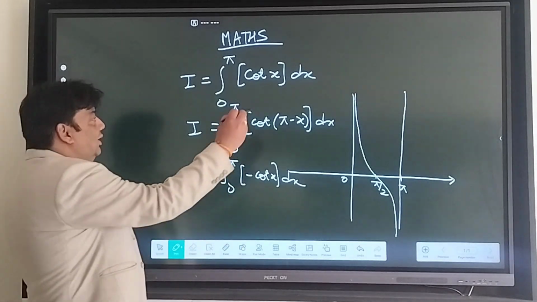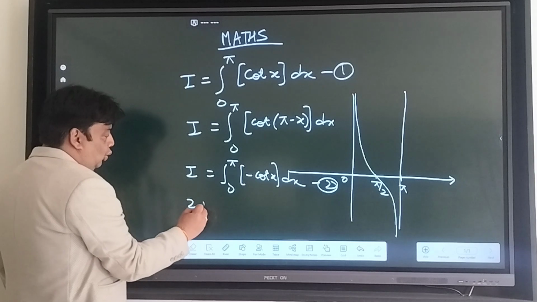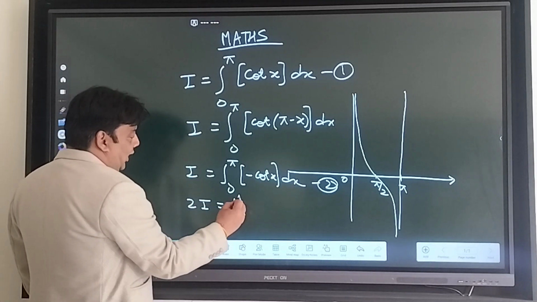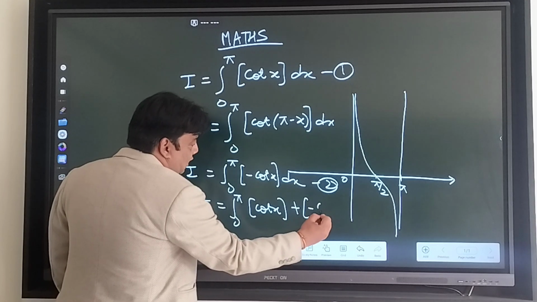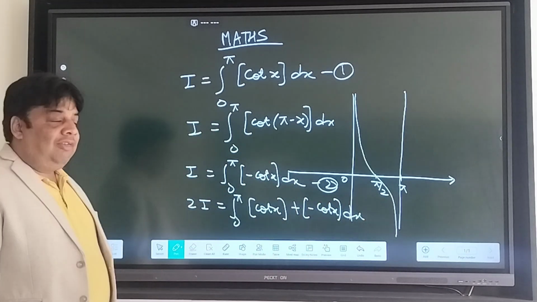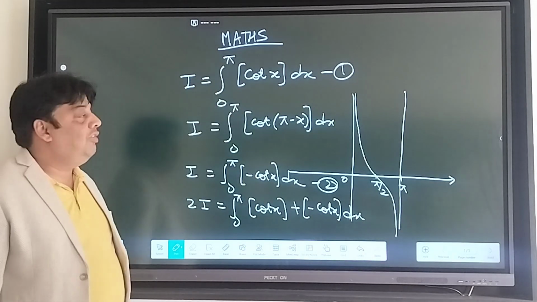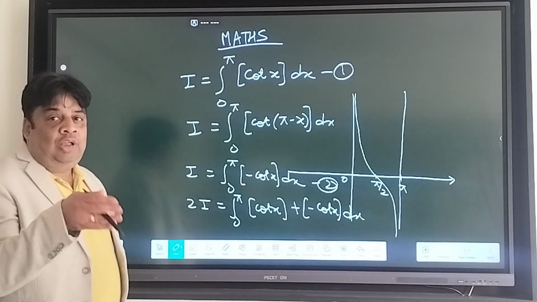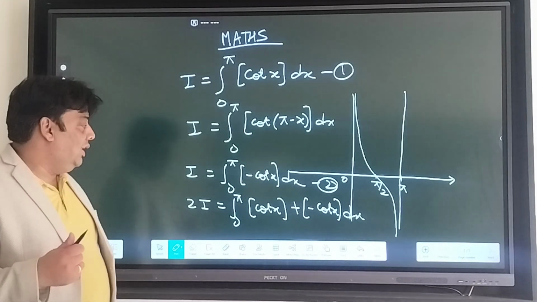Now if I add these two, this is 1 and this is 2, it becomes 2I equals the integral from 0 to pi of the greatest integer of cot x plus the greatest integer of minus cot x dx. Again I am telling you why I have done this: between 0 to pi the value of cot x ranges from minus infinity to plus infinity, so I cannot take out the integers because there are infinite integers in these intervals.